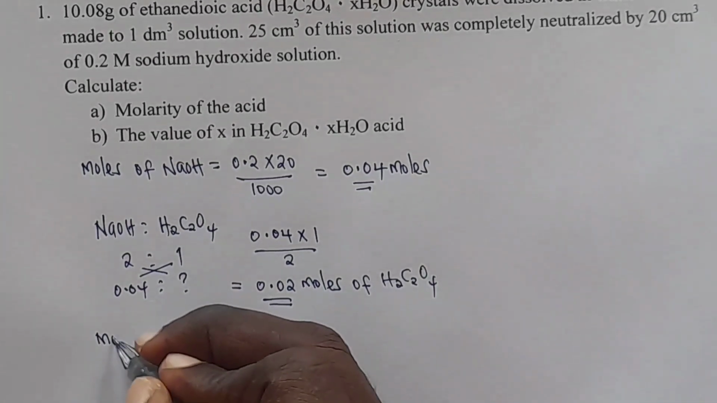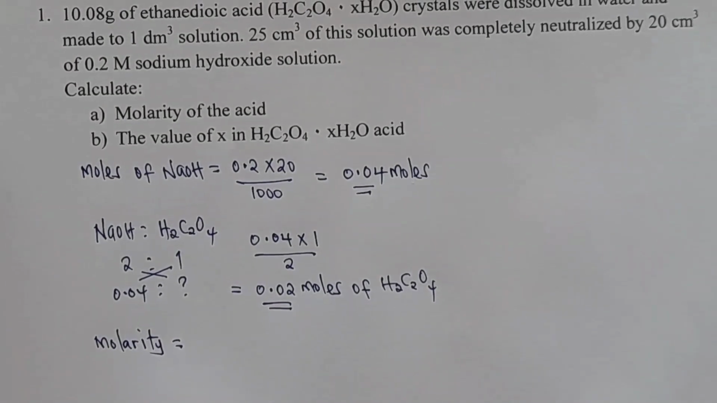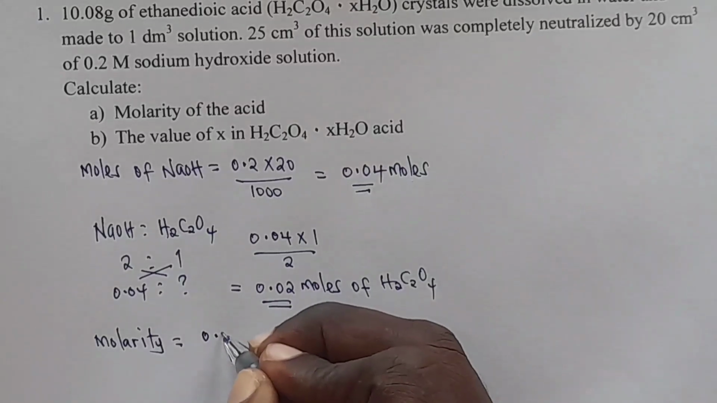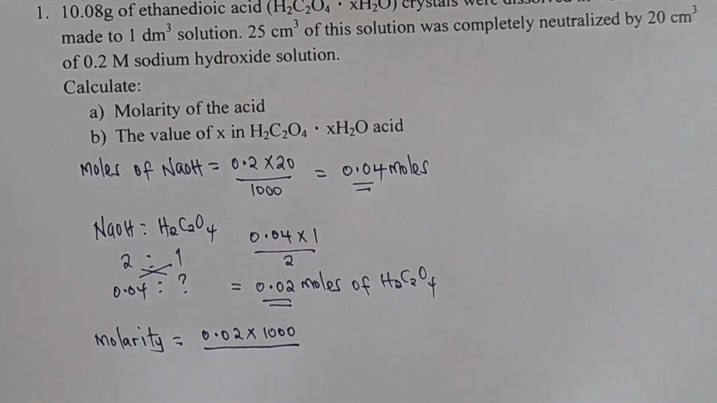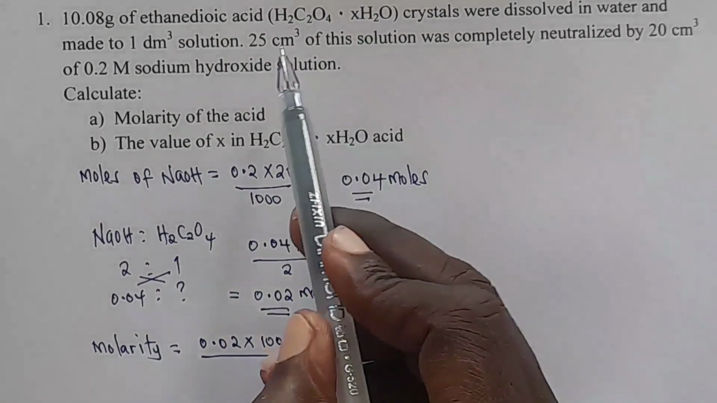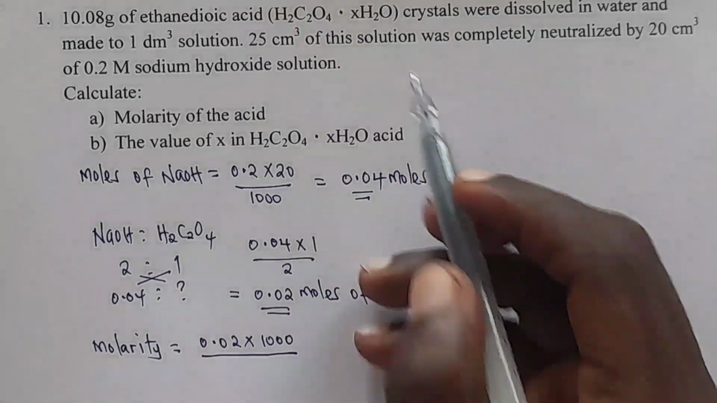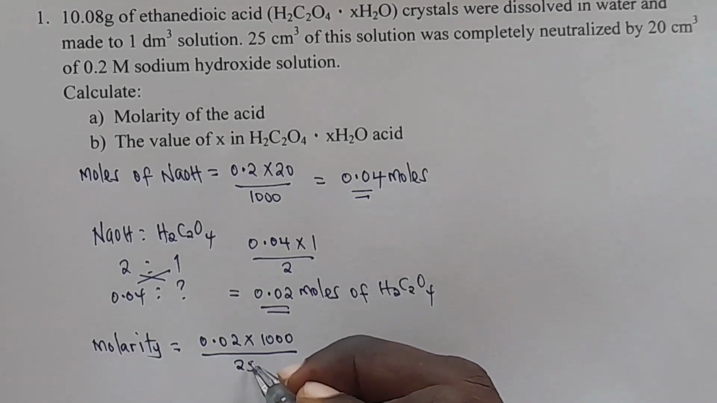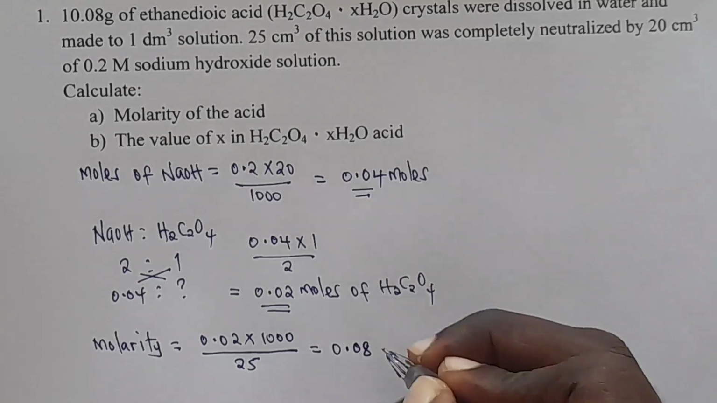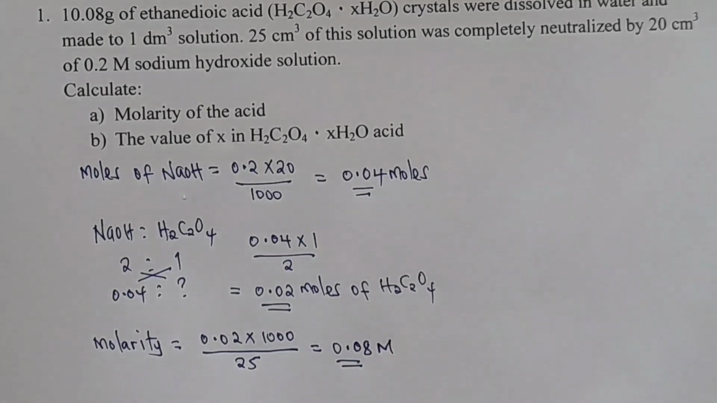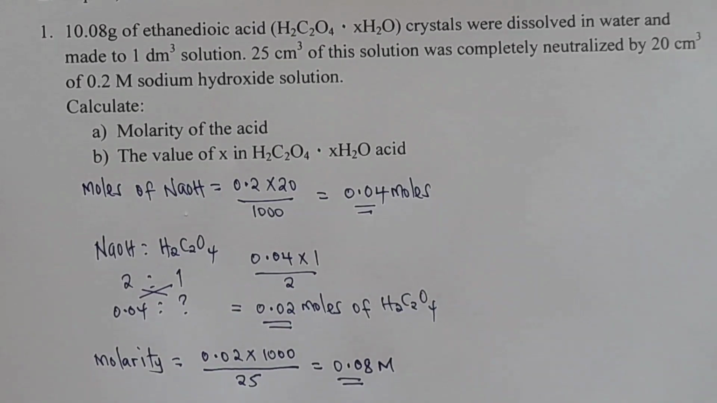Molarity is given by the formula moles times 1000 over volume used. So our moles is 0.02 multiplied by 1000, which was in the formula, divided by the volume of the ethanoic acid, which is 25, because we are told 25 cm³ of this solution was neutralized. So here we are going to get 0.8 molar, M capital letter. That will be our first answer, the molarity of ethanoic acid.